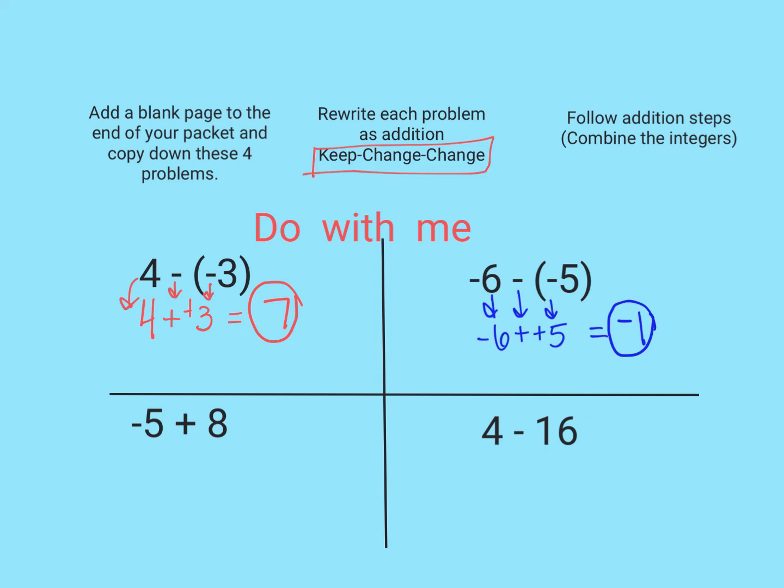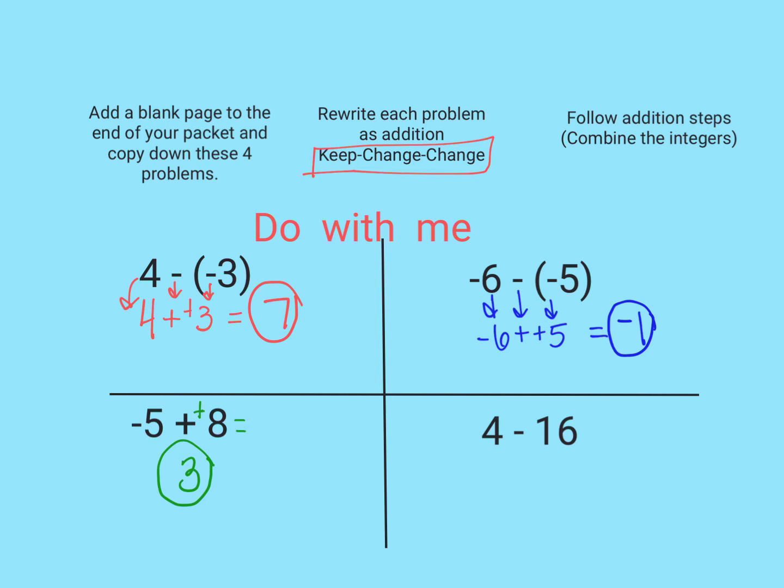Negative 5 plus 8. Be careful, we only do keep, change on subtraction. So negative 5 plus, this is a positive 8, don't forget. So I'm combining two numbers with different signs. So I'm going to subtract, find the difference. 5 and 8, the difference is 3. And then the sign of the one with the greater absolute value. So this is a positive 3. I just leave it like that, it's 3.